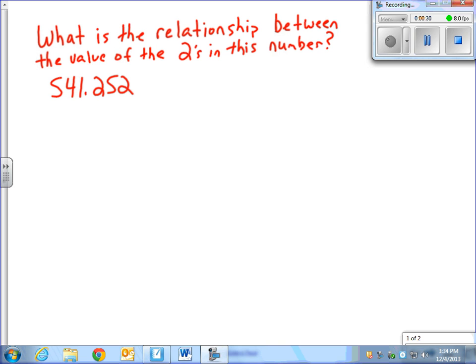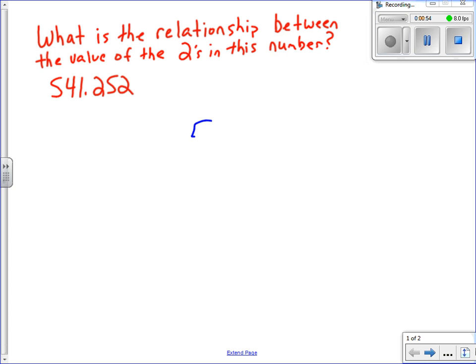the first trimester. So the first question on this FA is, what is the relationship between the value of the 2's in this number? So we're just comparing the values of the 2's in one number. And if you remember when we talked about this, we introduced a concept called camel humps. Now you can call it whatever you like, but I think camel humps made it a little bit easier for the kids to remember.